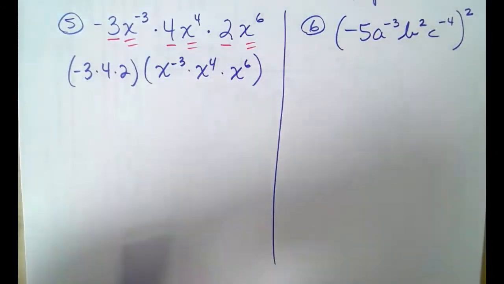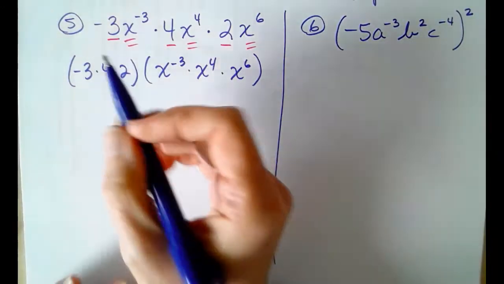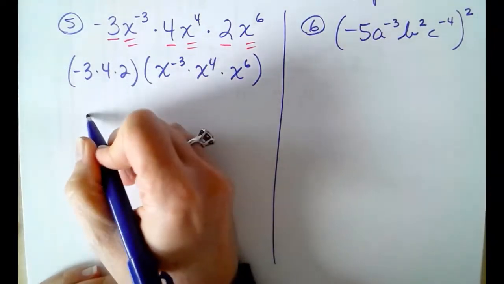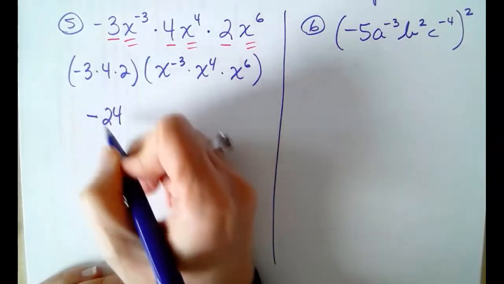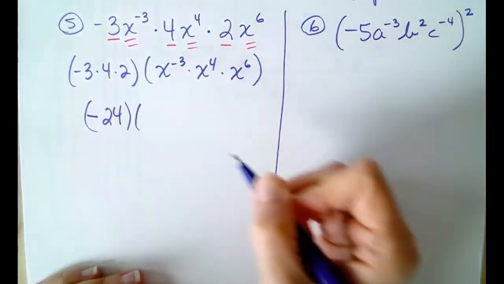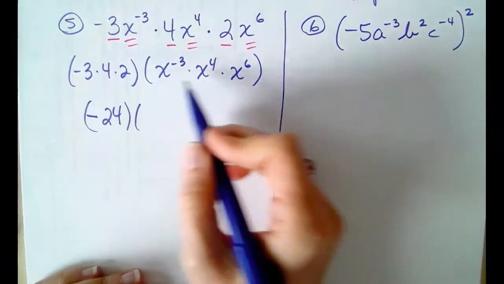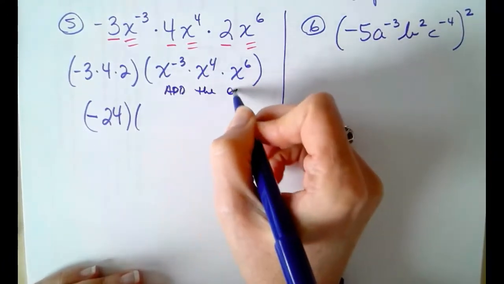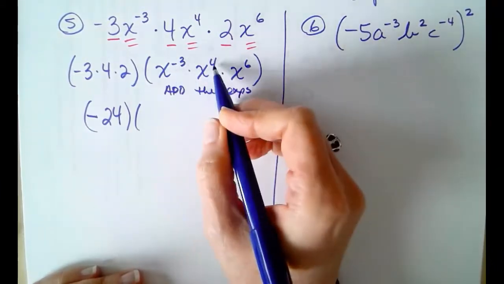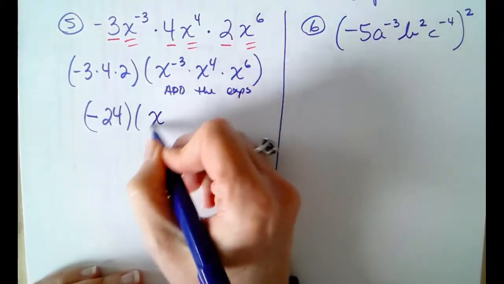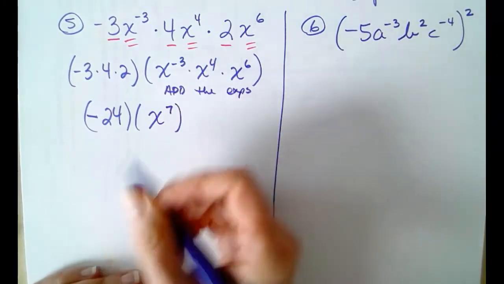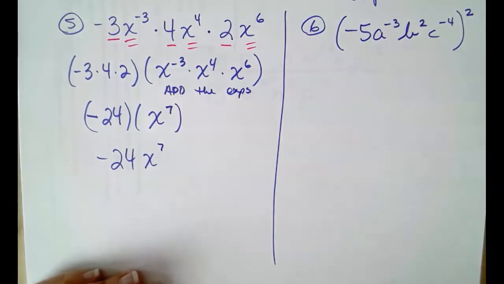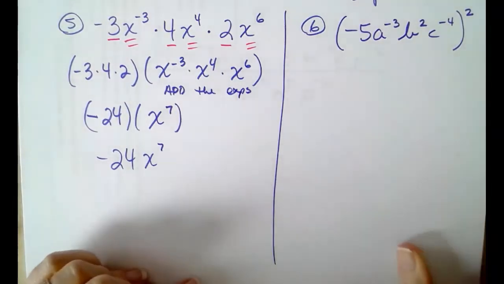So right up front, we're just straight going to multiply. Negative 3 times 4 times 2 is negative 24. 8 times 3, negative 24. There you go. Next, I'm multiplying. The bases are the same. Add the exponents. So negative 3 plus 4 is 1. 1 plus 6 is 7. X to the 7th. Negative 24, x to the 7th, and that is the final simplified result.